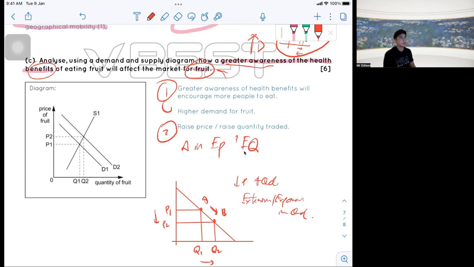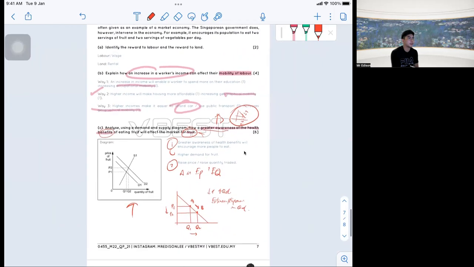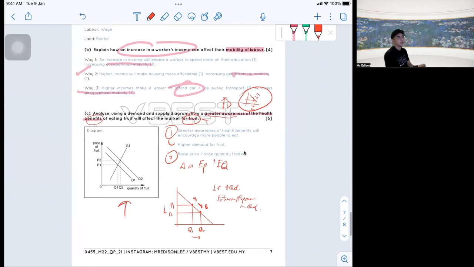Very seldom you see this. Very seldom in IG. Most of the time will be this one. Okay, and then take a screenshot of this page. Try to understand it. Please memorize this. Demand and supply factor.